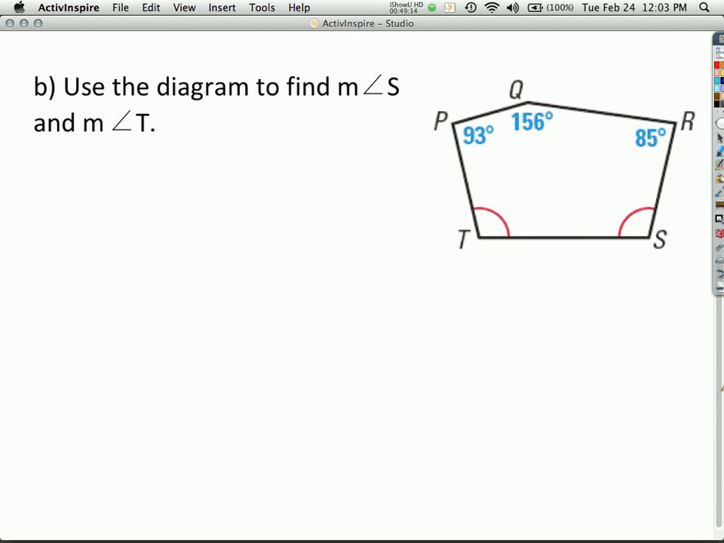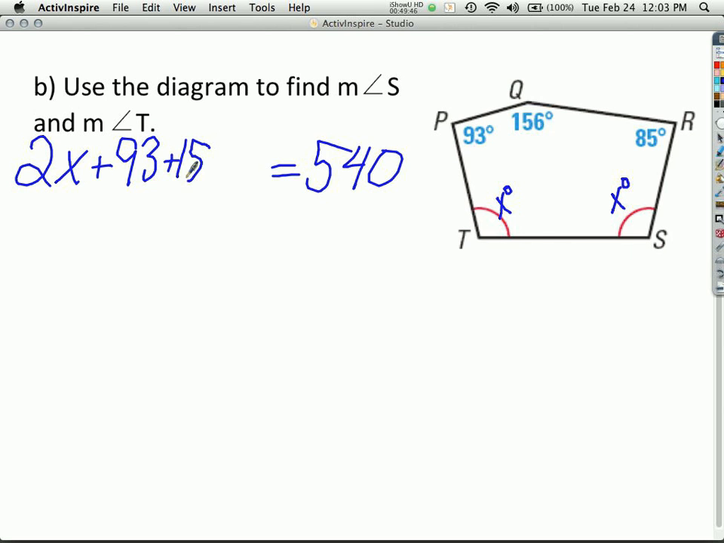Because when you're using the equation, you find n is 5 and so. Okay, so the sum's going to be 540, so we could write an equation that said equals 540, or you could just use some logic, mental math. It might help if you think about what Michaela said. If we called this x, then this would also be x because they're the same. So now we have a simple equation, 2x plus, and we got 93 plus 156 plus 85 is going to equal 540. Solve the simple equation, and you get the missing angles.